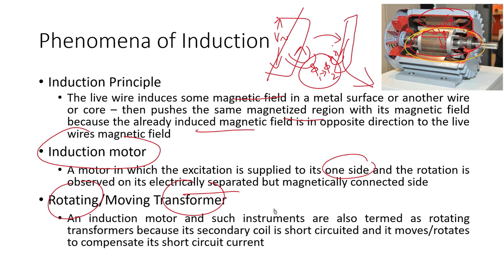This one is the secondary coil and it is a short circuit path which moves to compensate its short circuit current. So when current is induced in it, it produces a magnetic field. For avoiding this magnetic field to flow, this coil moves to some other place, so this flux is no longer attacking this coil. So it basically moves to another place where another flux again applies on it, and again, so it rotates in circles.